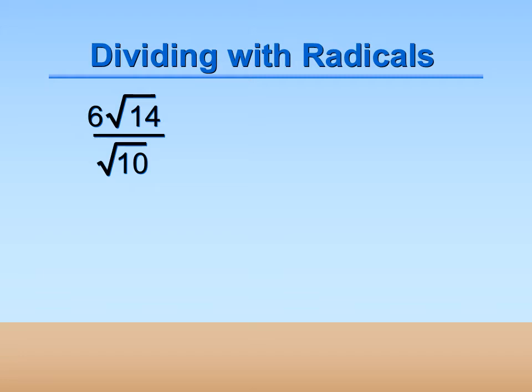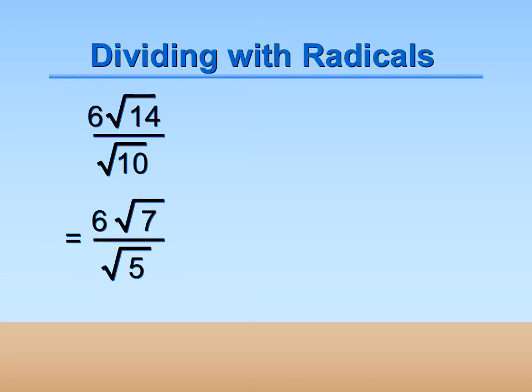All right, what about 6 square roots of 14 over the square root of 10? So in this case, if we use the division, we'll get 6 square root of 14 over 10, which reduces to 7 over 5. So it didn't really divide evenly, but we still reduced it, which is good. So 6 square root of 7 over 5.